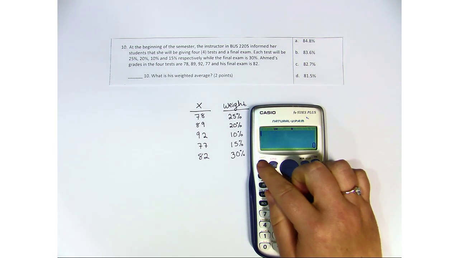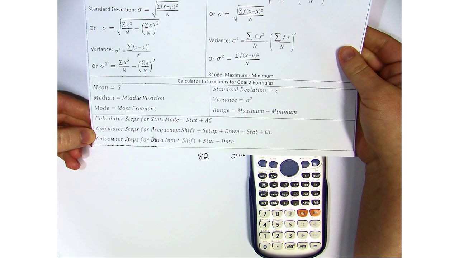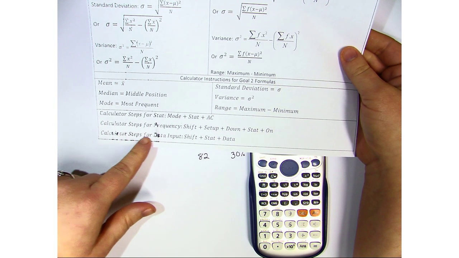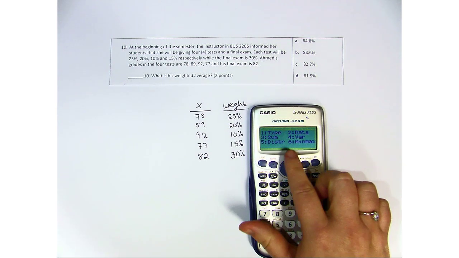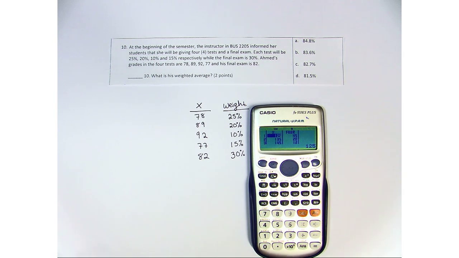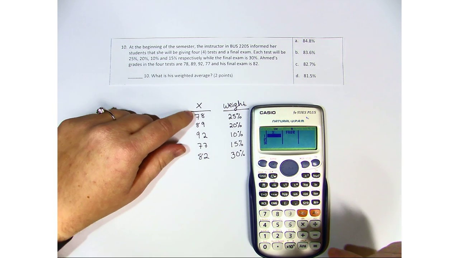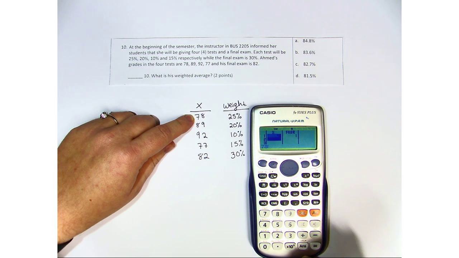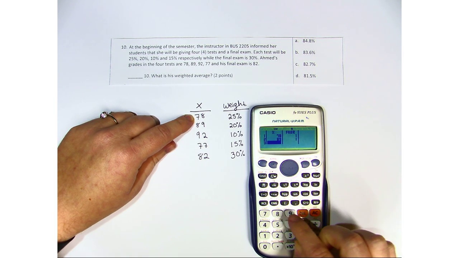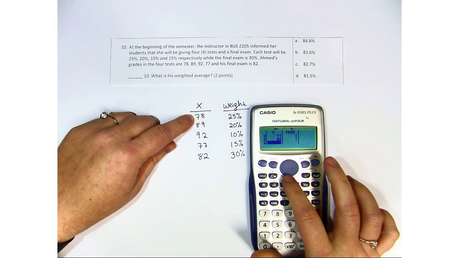So to put in the data we do Shift 1, and if you need to double check, go back to your calculator instructions. Calculator steps for data input. Shift Stat, and then you choose Data. If there is anything in there, delete it out. So our data are the 5 scores. He made 78 on the first test, 89 on the second test, 92, 77, and 82.